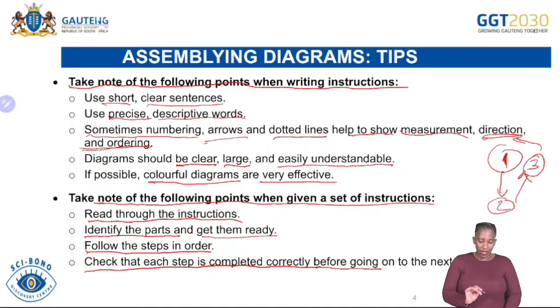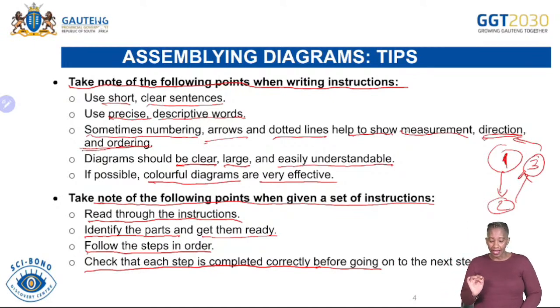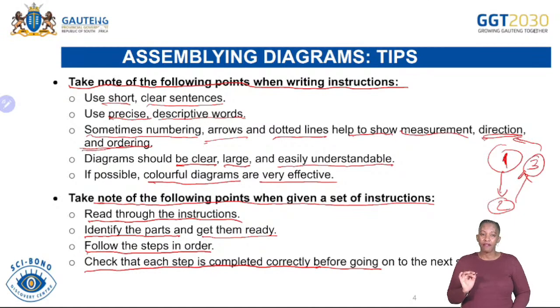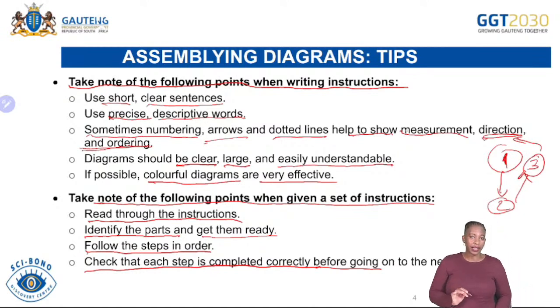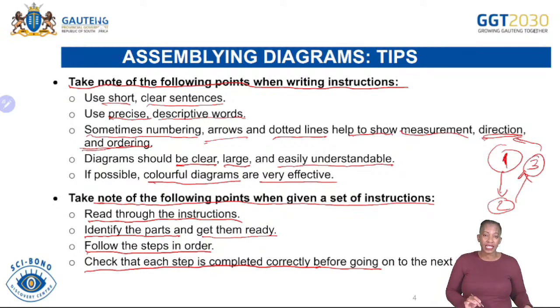Number 4, the last one, it says, if possible, a colorful diagram is very effective. A colorful diagram is very effective for those who maybe can't read, but if they look at the pictures, they're able to relate and say, oh, this picture looks like this, and then they put it together based on the pictures that are colorful and clear.